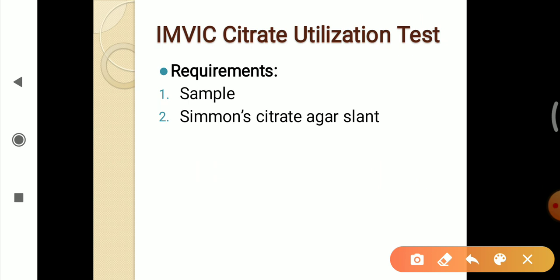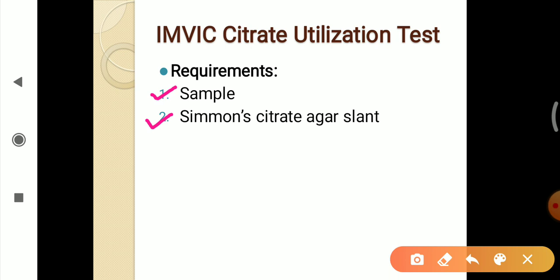To perform the citrate utilization test, we require a sample or the culture, and the second thing we require is a sterile Simmons citrate agar slant, which is green in color. Before we go further, we should know about the composition of the Simmons citrate agar slant.